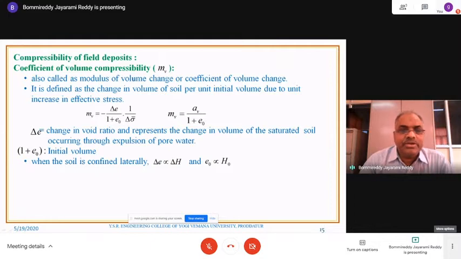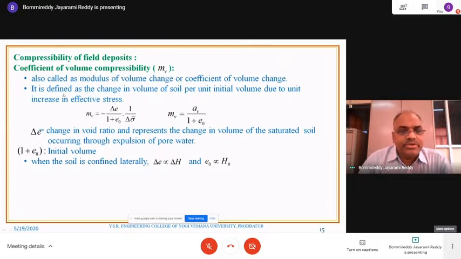Whatever the term may be, it must contain volume, volume change. It may be a coefficient, or a modulus, or any other parameter. When the term volume exists, that will be called MV. When there is no term volume, simply coefficient of compressibility, that is called AV. One should not confuse between AV and MV.